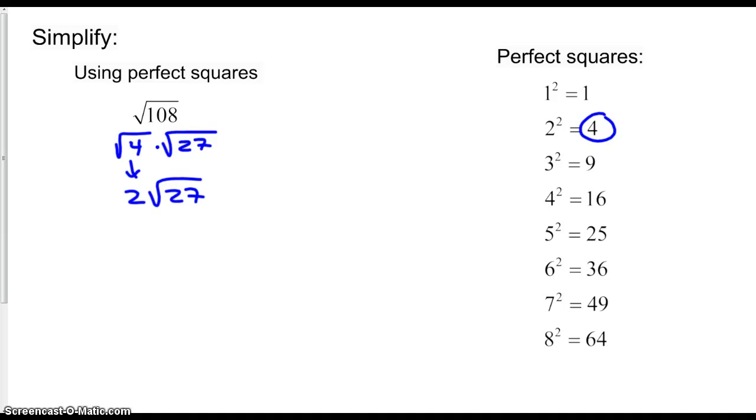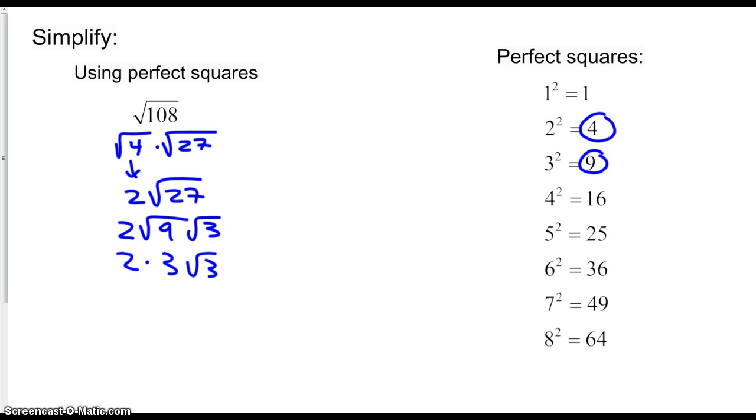Okay, so this is 2 times the square root of 27. Now I can simplify even further, right? Because the square root of 27 can be written as the square root of 9 times 3. There's another perfect square here. This square root of 27 can be written as the square root of 9 times the square root of 3. And then that square root of 9 becomes a 3.